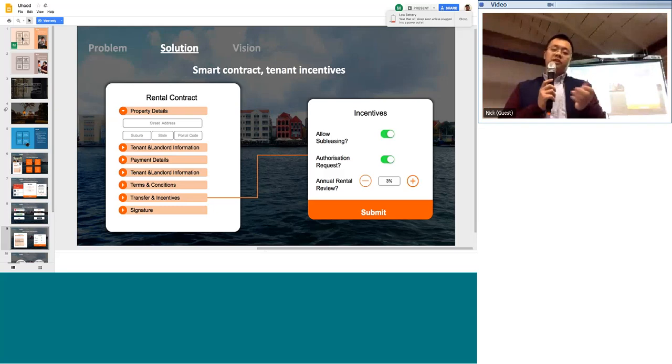Also, we're offering other incentives for tenants, for instance, subleasing. Another issue we're facing for the landlord is that usually the agent does not have enough time to do inspections. So it's good to incentivize the tenants to do the inspections. By doing that, they can earn points as well. So there's more incentive to help the property be rented out eventually.